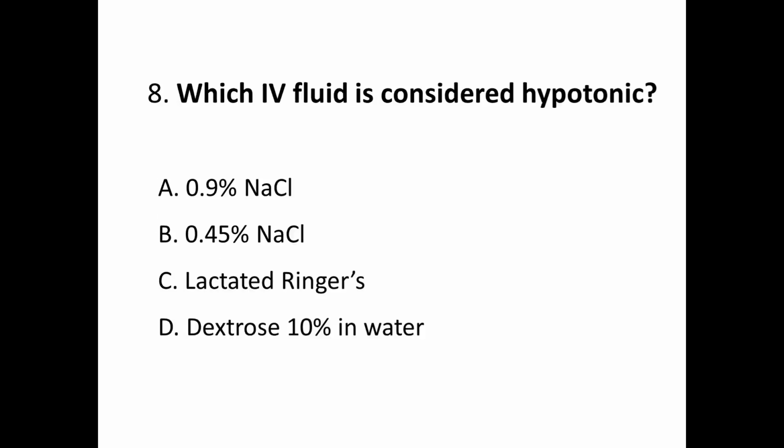Question number 8, which IV fluid is considered hypotonic? Is it A, 0.9% of sodium chloride, B, 0.45% of sodium chloride, C, lactated ringers, or D, dextrose 10% in water? And the answer is B, 0.5% of sodium chloride.